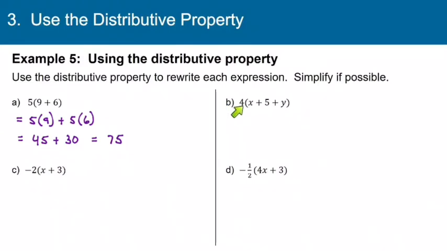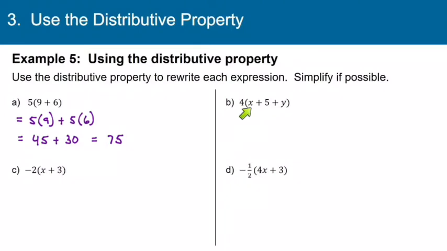Now, on part B, we have 4 times (x plus 5 plus y). So these parentheses are necessary to show that 4 is being multiplied by the entire sum. Now notice that we would not be able to use order of operations to evaluate this sum right here, because we don't know the value of x and we don't know the value of y. So how can we know the value of x plus 5 plus y?